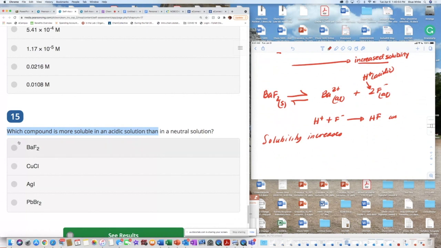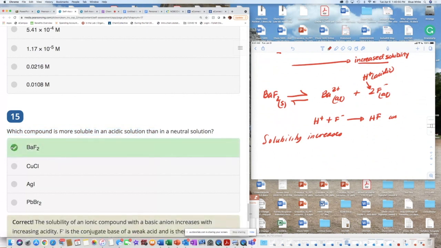Okay, but let's see why the other ones weren't correct. And if you're asking, wait a minute, I feel like we're memorizing, I want to understand why.